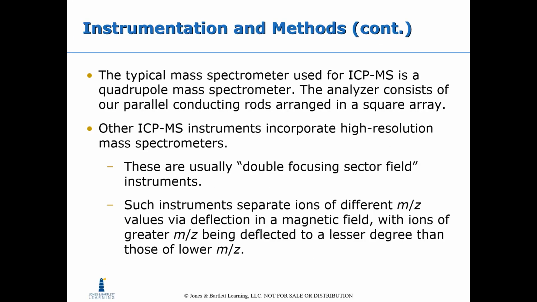The typical mass spectrometer used for ICP-MS is a quadrupole mass spectrometer. The analyzer consists of four parallel conducting rods arranged in a square array. Other ICP-MS instruments incorporate high-resolution mass spectrometers. These are usually double-focusing sector field instruments. Such instruments separate ions of different m/z values via deflection in a magnetic field, with ions of greater m/z being deflected to a lesser degree than those of lower m/z.